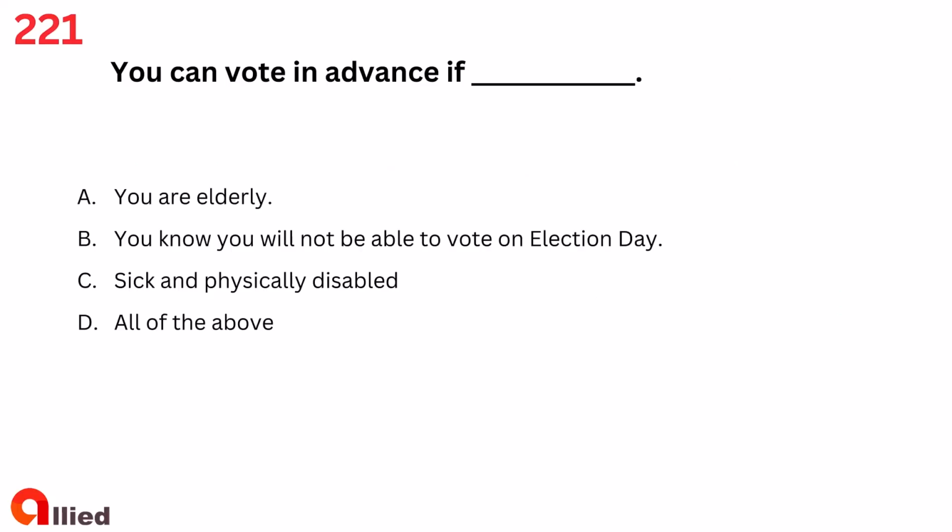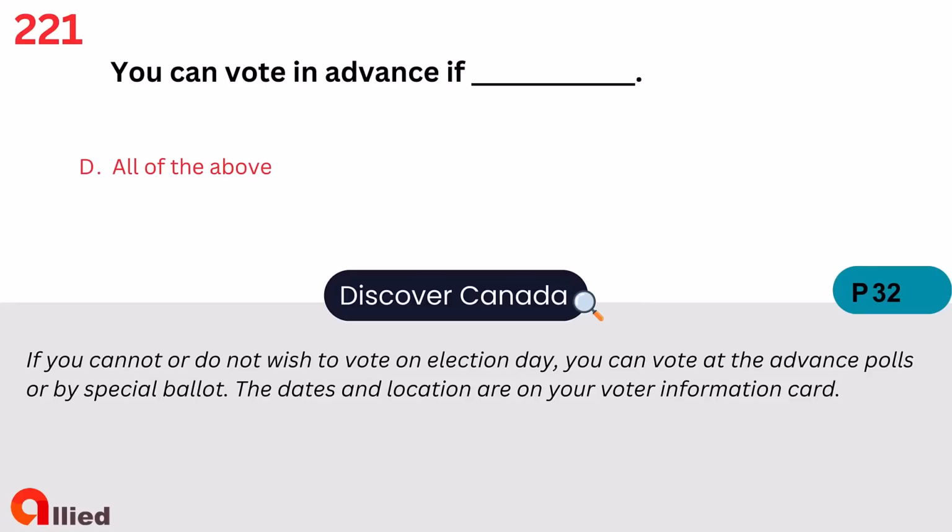Question 221. You can vote in advance if A. You are elderly. B. You know you will not be able to vote on election day. C. Sick and physically disabled. D. All of the above. The answer is D. All of the above.